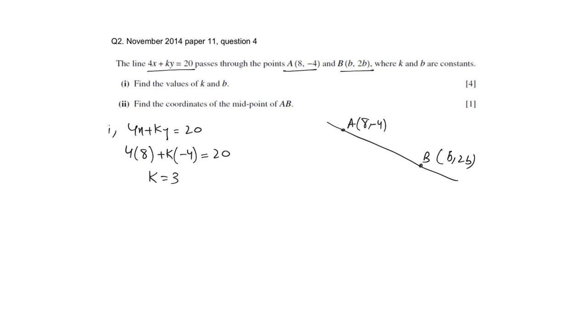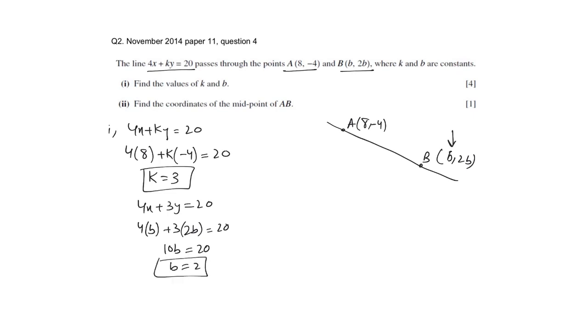So the k value is 3. Now when you know the value of k, your equation becomes 4x plus 3y equals 20. Then you can substitute this point. The x value is b, the y value is 2b, and from here you can easily work out the value of b, which is 6b plus 10b equals 20. b is 2.